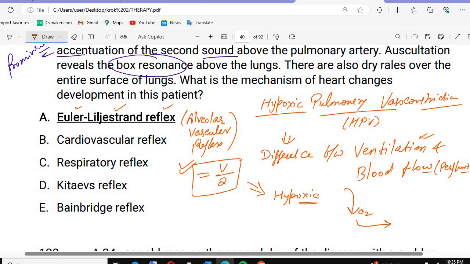So if there is less ventilation, less oxygen will be there, and it will reduce the perfusion, due to which we see this mechanism that is known as hypoxic pulmonary vasoconstriction. Because of the decrease in oxygen supply, there is a decrease in perfusion. That's why we call it hypoxic, and it is related to the lung alveoli condition, pulmonary vasoconstriction will be there. The name of this reflex is the Euler-Liljestrand reflex.